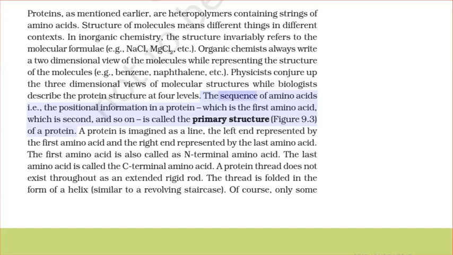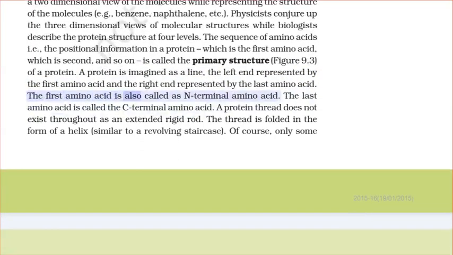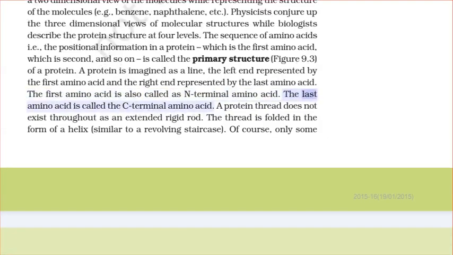The sequence of amino acids, i.e., the positional information in a protein, which is the first amino acid, which is second, and so on, is called the primary structure, figure, of a protein. A protein is imagined as a line, the left end represented by the first amino acid and the right end represented by the last amino acid. The first amino acid is also called the N-terminal amino acid. The last amino acid is called the C-terminal amino acid.